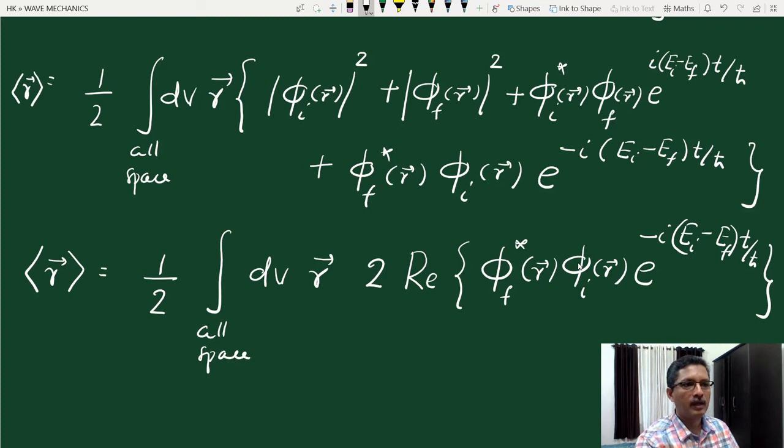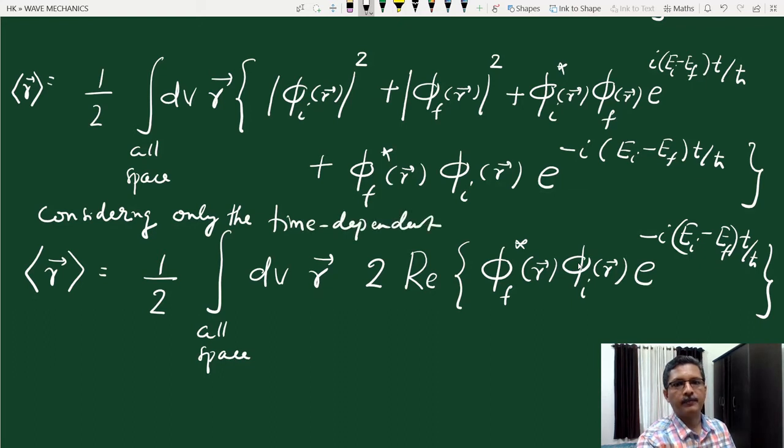Let me write it here, considering only the time dependent terms, because this is not exactly equal to the total expectation value of the position vector of the electron. We have removed the two terms. So considering only the time dependent terms, let me use a suffix t here to specify that now we are interested in the time dependent part of the average value of the position vector of the electron. So we get this.